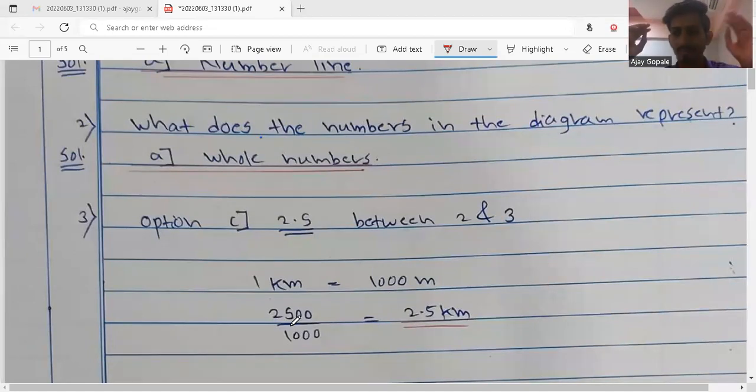So the number 2.5, we need to observe on the number line, whatever options are given to us. In those 4 options, 2.5 is option C, which is lying between 2 and 3. So your correct answer should be option C, 2.5.